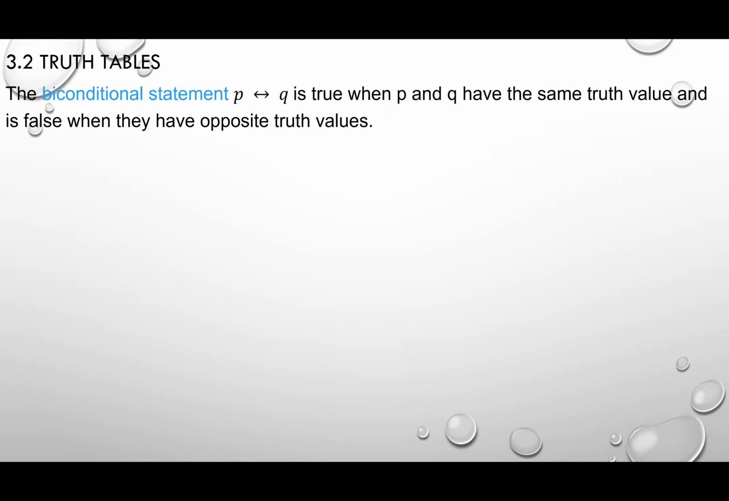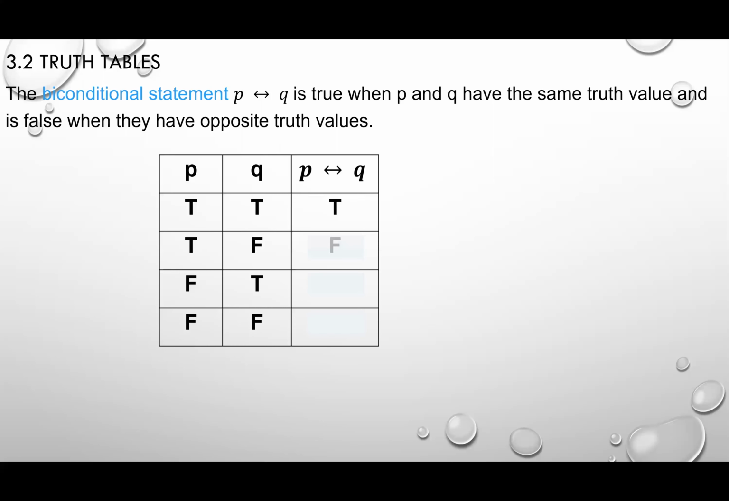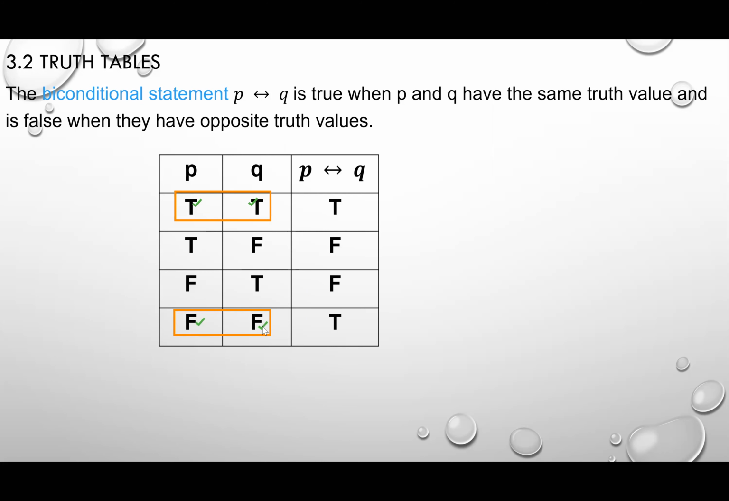Biconditional statement. The only time the biconditional statement is true is when they both have the same value. They both have to be true or they both have to be false. So think in terms of biconditional: bi meaning two, double arrow. When you have two arrows, you need two of the same, okay? So it is only true if they have the same value. If they have the same true value, the result is true. If they have the same false value, the result is true. So the only time a biconditional statement is true is when they have the same value. It will be false if they have opposite values. Okay.